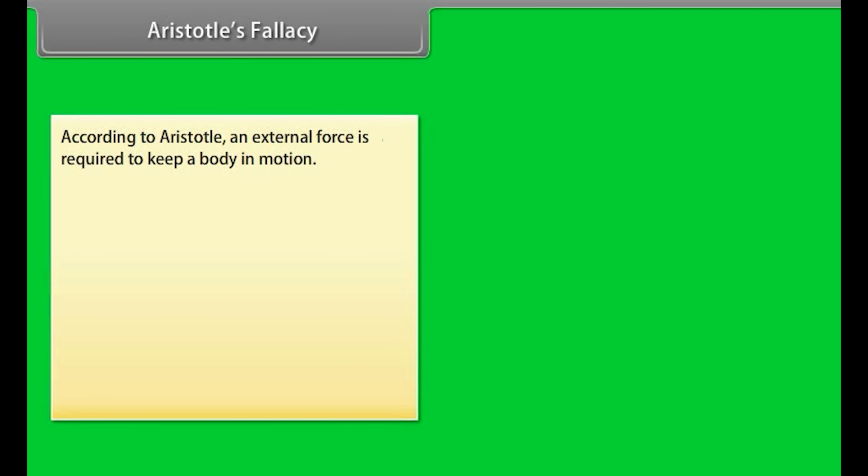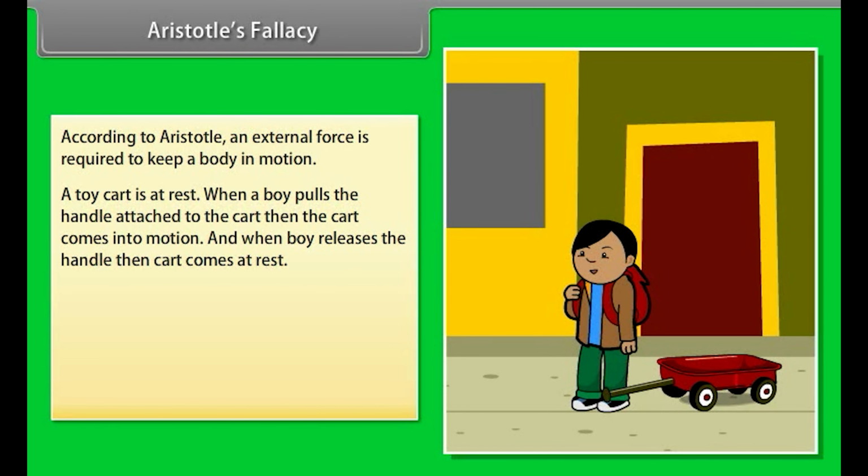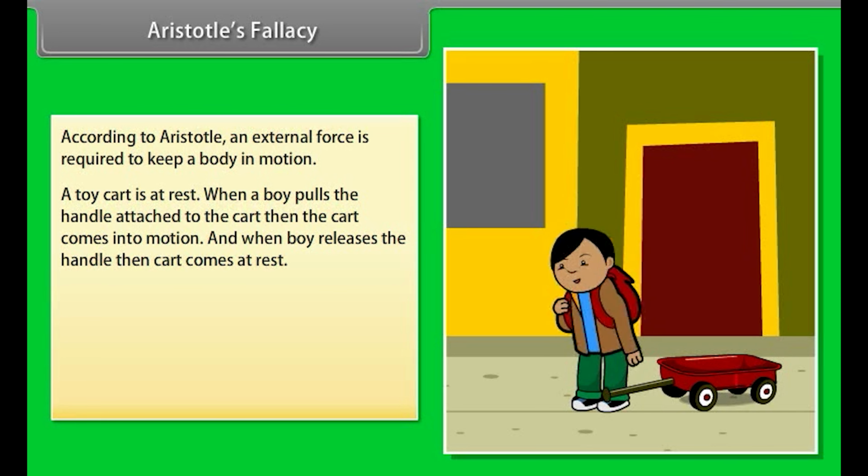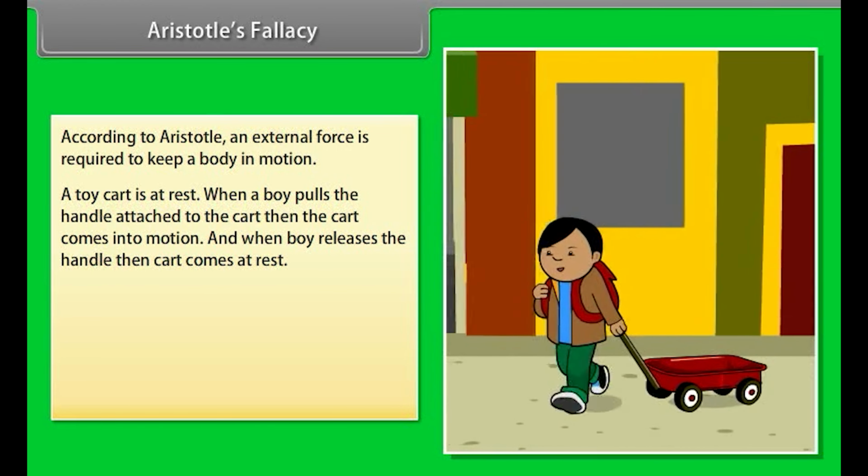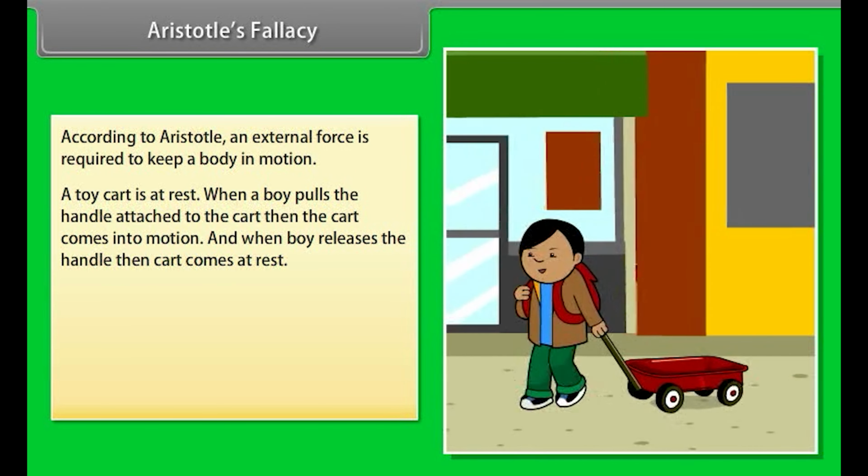Aristotle's fallacy. According to Aristotle, the Greek thinker, an external force is required to keep a body in motion. Let's understand with an example. A toy cart is at rest. When a boy pulls the handle attached to the cart, then the cart comes into motion.